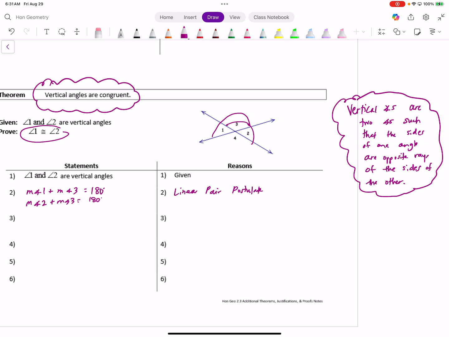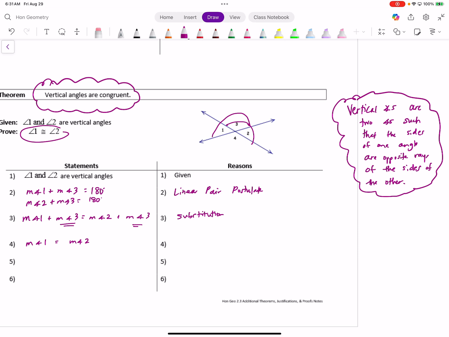And then since they both equal 180, these two quantities equal each other. Because that's just a substitution. And then I could subtract the measure of angle 3 off each side. And then I'd have the measure of angle 1 equals the measure of angle 2, because that's the subtraction property.